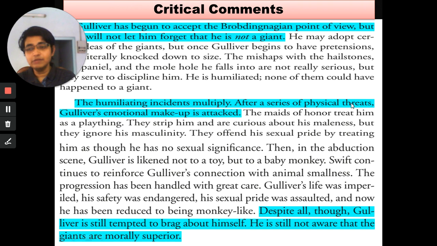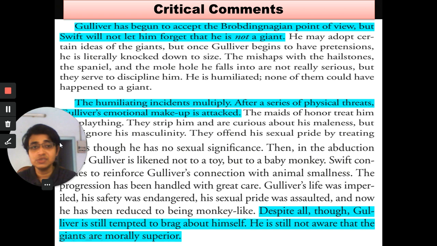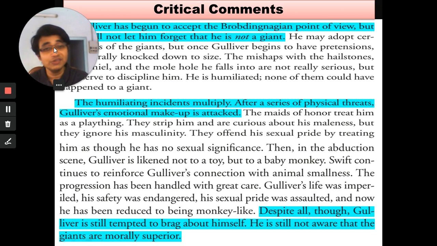Some critical comments to make regarding this chapter 5. Gulliver has begun to accept the Brobdingnagian point of view, but Swift does not let him forget that he is not a giant, and he may not adopt certain ideas of the giants, but once Gulliver begins to have pretensions, he is literally knocked down to size. Whenever Gulliver shows any form of pretension, he is knocked down and reminded of his size. Ye tomar দৈর্ঘ্য কতটা, not only your physical size but also your moral size.